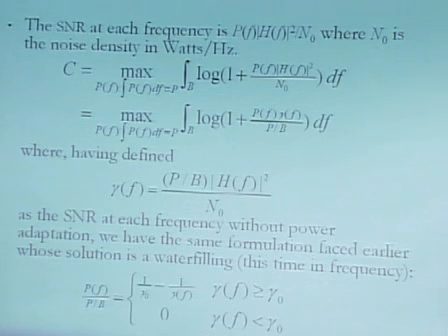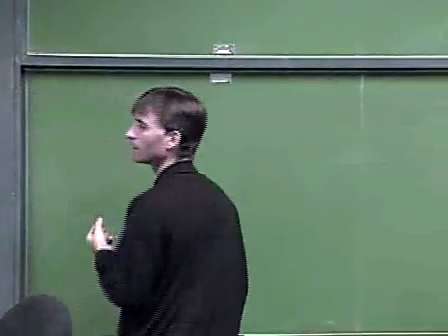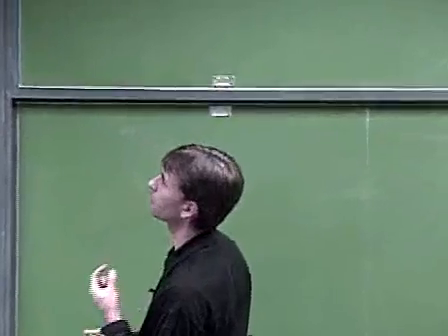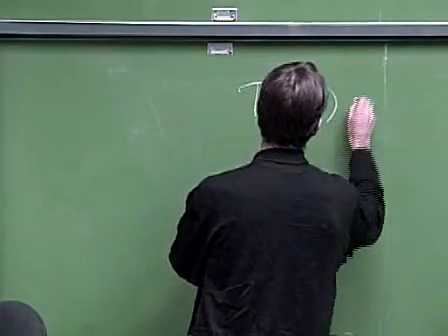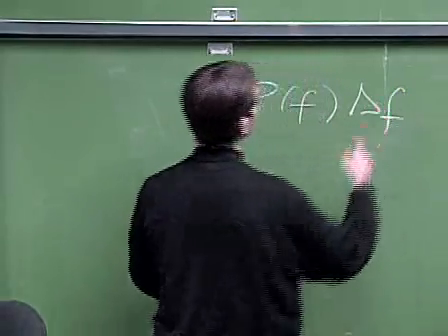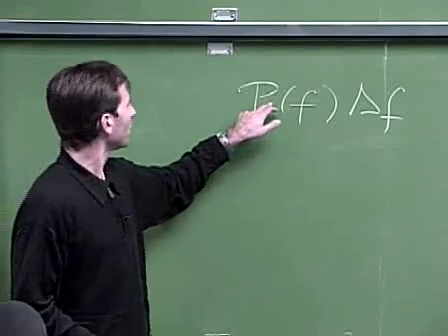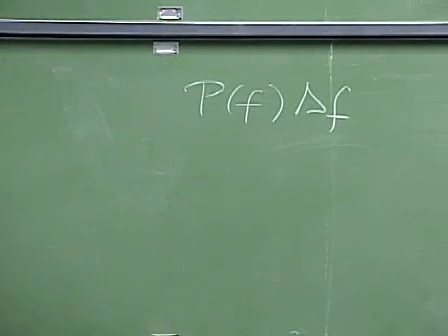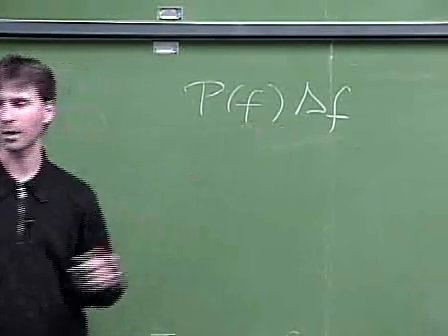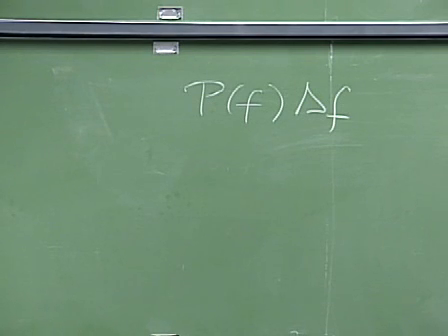Okay, so what's the SNR at each frequency? Let's take a tiny little interval of frequency delta F. How much power do we have on that tiny frequency interval? Let's say delta F is a tiny interval of frequency. P of F is our power as a function of frequency. So let's take an interval so narrow that P of F is constant. So P of F times delta F is the power on that little interval.